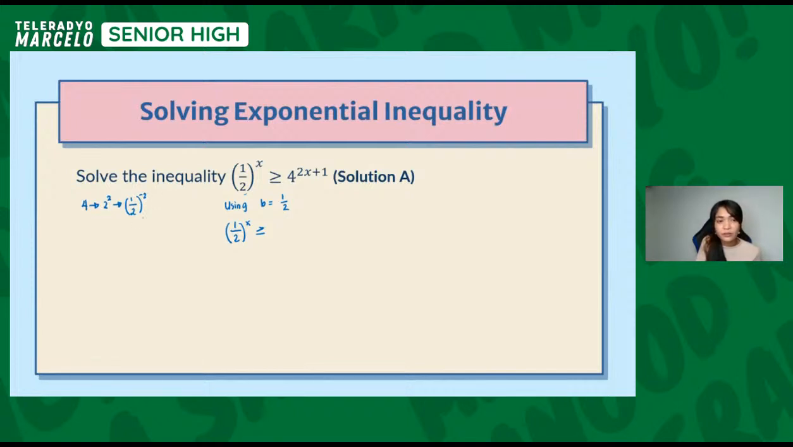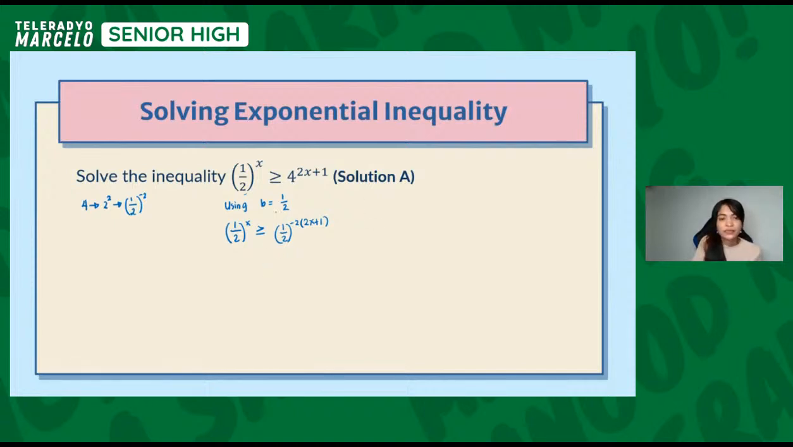They are just equal values. So let's do that here. We will have 1/2 raised to negative 2 times the quantity of 2x plus 1. So, wag niyo kakalimutan yun, no? Yung original exponent natin, kailangan nating i-multiply sa resulting new exponent ng base natin.